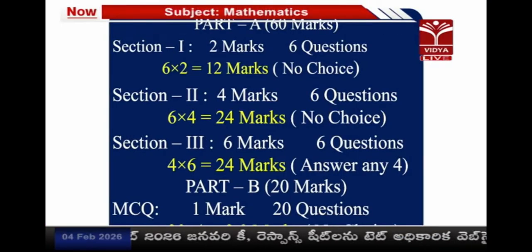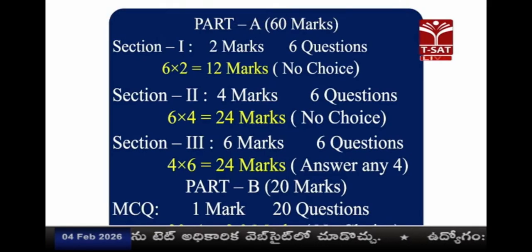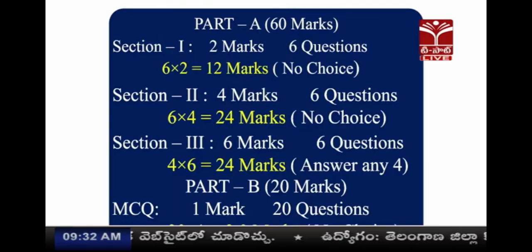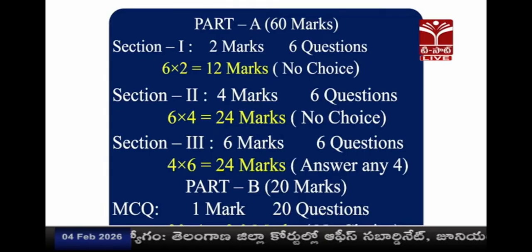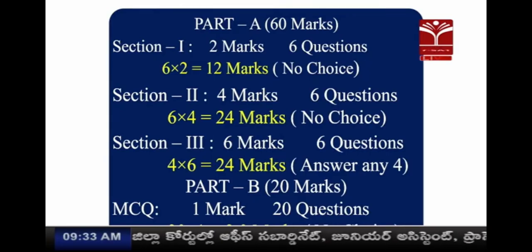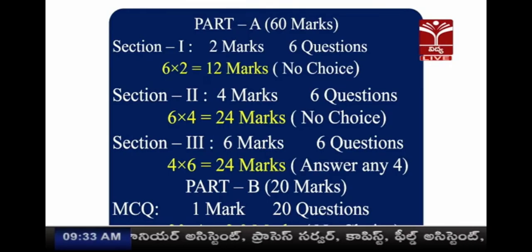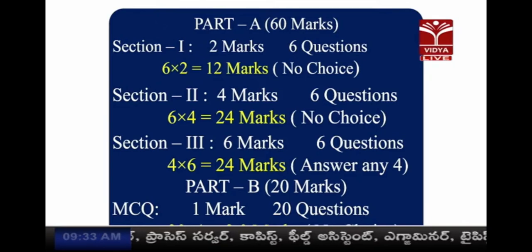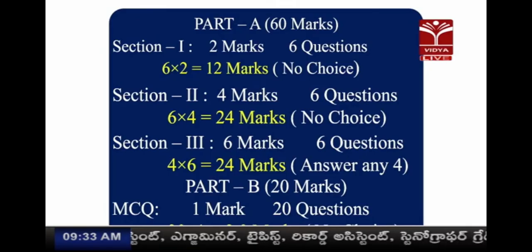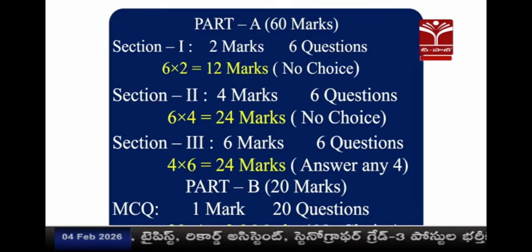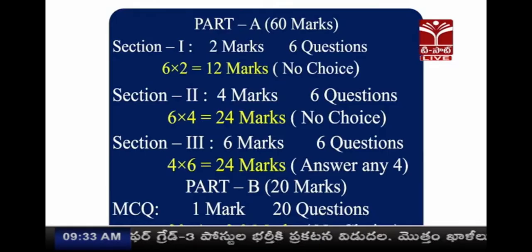Here we have 3 sections in part A. Section 1 is very short answer questions, and each question carries 2 marks, and you will be given 6 questions, and there is no choice in this section. You have to answer all the 6 questions. So 6 into 2, 12 marks is allocated for this section. And second section is short answer questions. In these short answer questions, again we can see 6 questions, and each question carries 4 marks. Here also you do not have any choice. You have to answer all the 6 questions, and 6 into 4, 24 marks will be covered in this section.